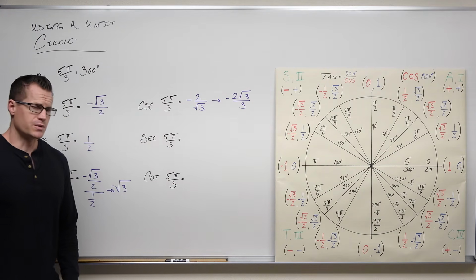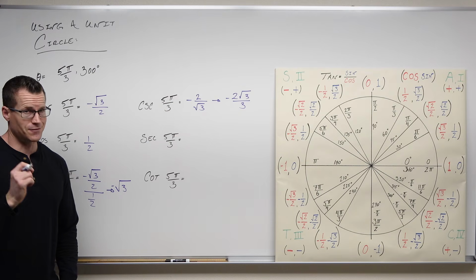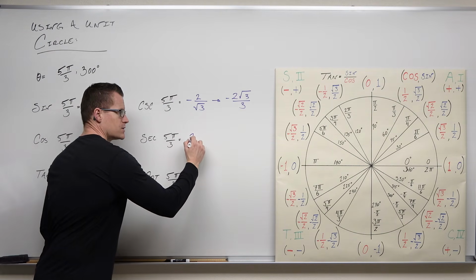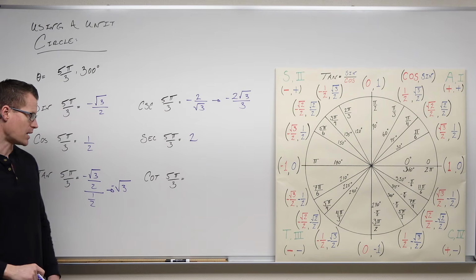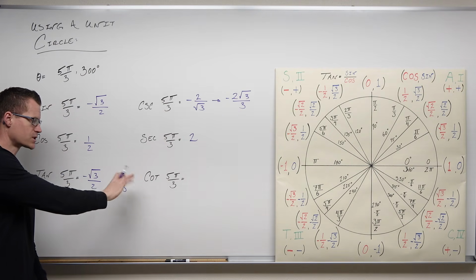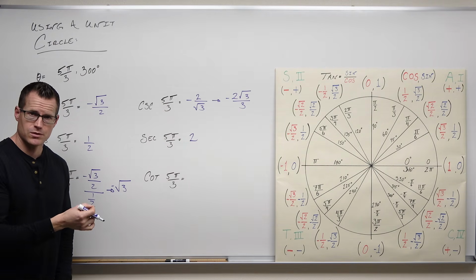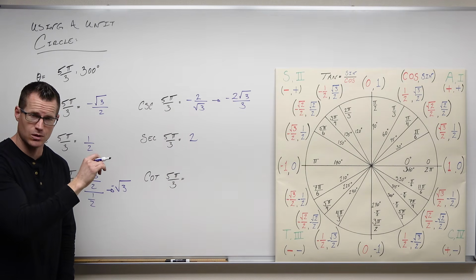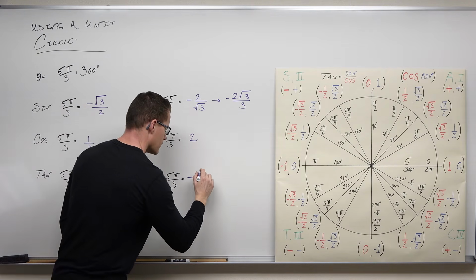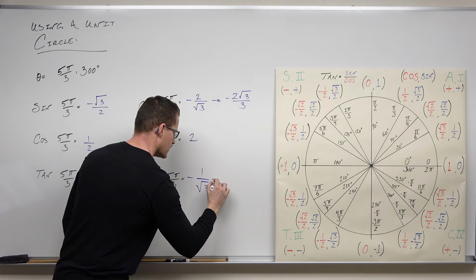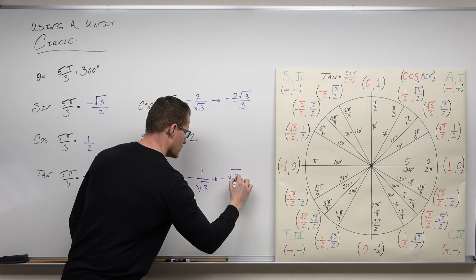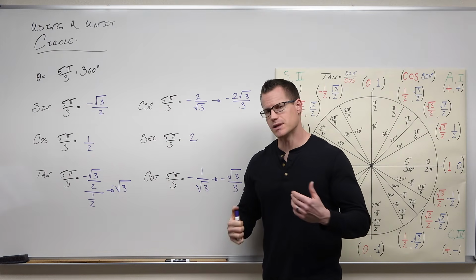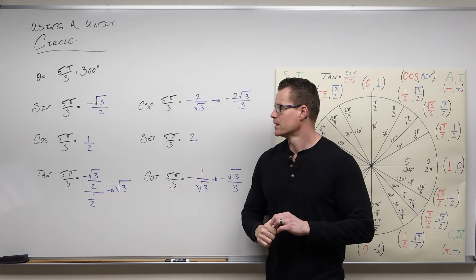So don't be afraid to reciprocate quickly in your head. You're going to get very used to these. Secant is going to be positive 2. We already talked about how secant was going to be positive. And cotangent, reciprocate that negative square root of 3. That's negative 1 over the square root of 3, or negative square root of 3 over 3. And those are the 6 common trig functions that we have for that particular angle.